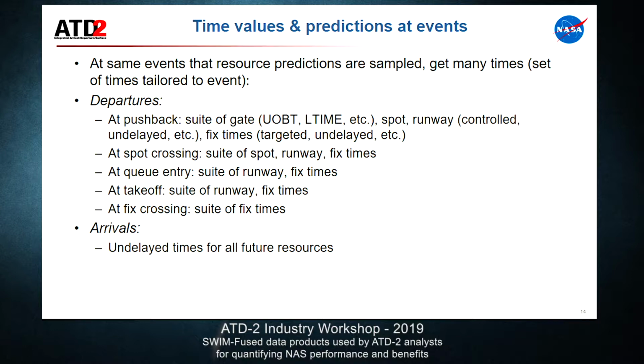When the flight pushes back, what time does the system think it's going to cross the spot? What time does the system think it's going to take off? What time does the system want it to take off? So we can look at those. And same thing for arrivals. We have the same sort of progression, what's going to happen for the future events. This is really useful for debugging the scheduler and for tracking the accuracy of our predictions. There are a lot of questions that we've investigated using this data.